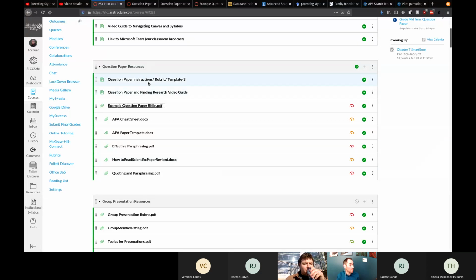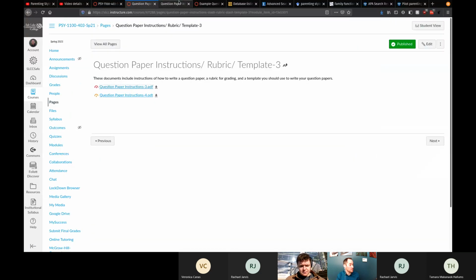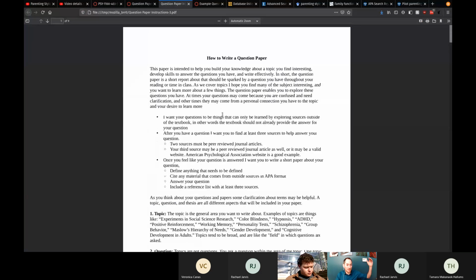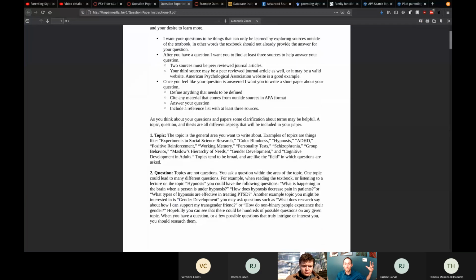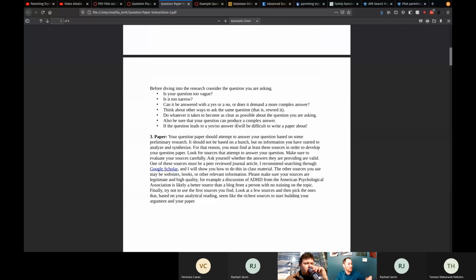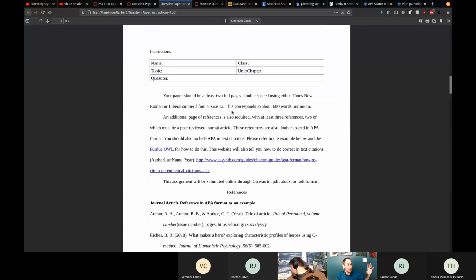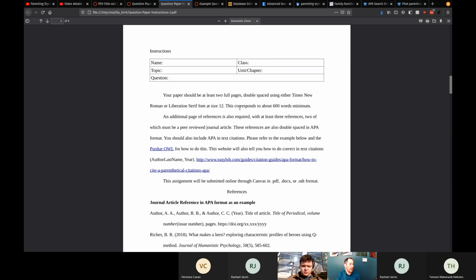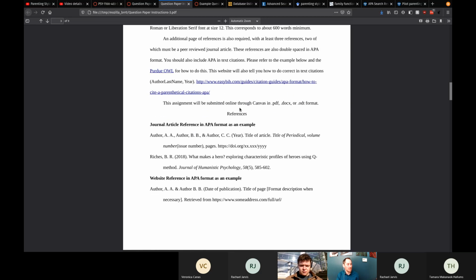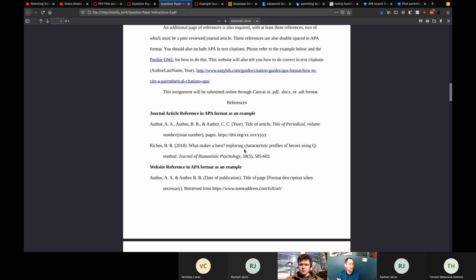So let's take a quick look at the question paper instructions document. So that essentially spells out everything that you need to do. One of the main things is find a question that interests you. And then reading these instructions, you need to have at least 2 full pages using Times New Roman or Liberation Serif font at size 12. That's about 600 words minimum. It might be a little more, but about 2 pages. And then make sure you have in-text citations as well as a reference list.